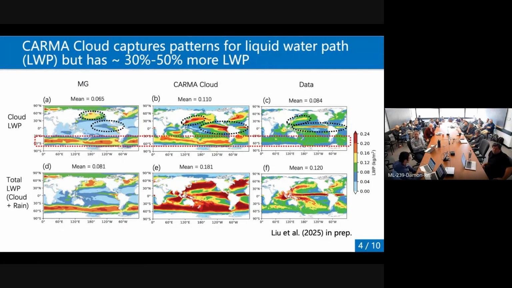Overall, for the Southern Ocean, we have similar findings to what Adam just said. We have biases high in the Southern Ocean with too much liquid water path, and it remains a problem in our Karma Cloud. So overall, the global average mean value of cloud liquid water path is about 30% more than the data. For the total liquid water path, we have similar patterns, but looking at the average mean values, we have 40% more than the data.